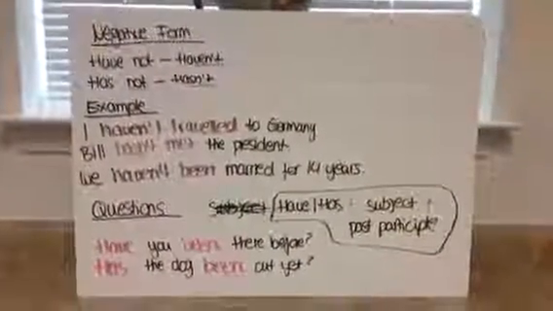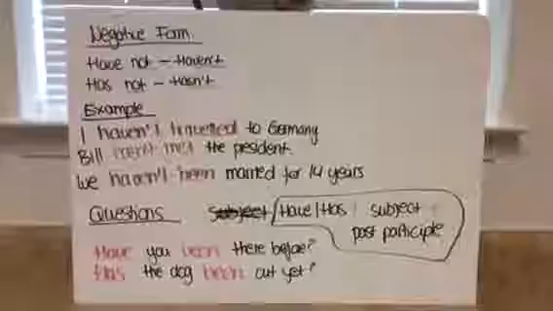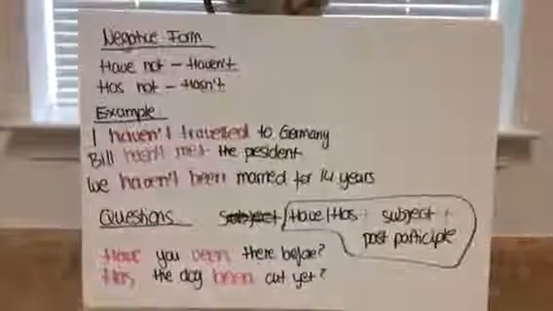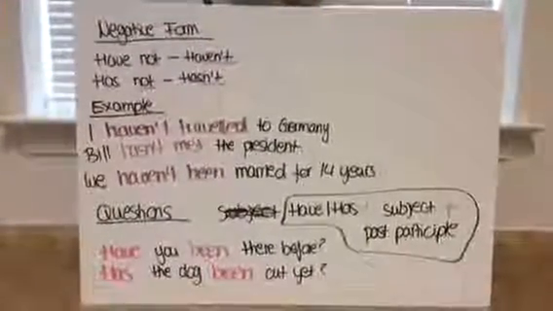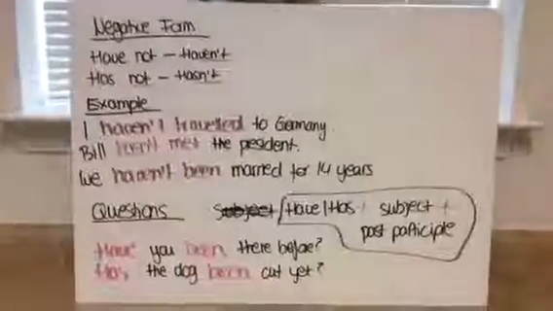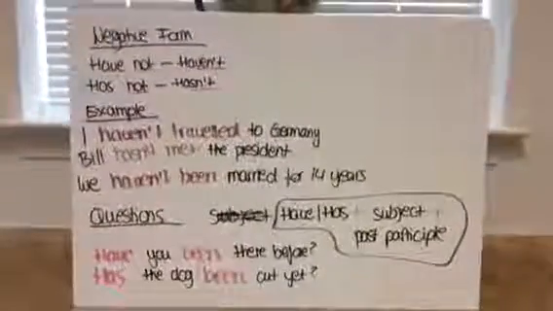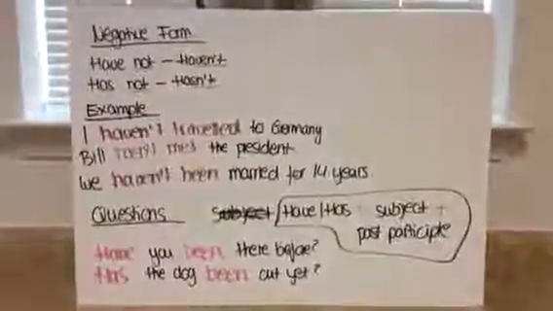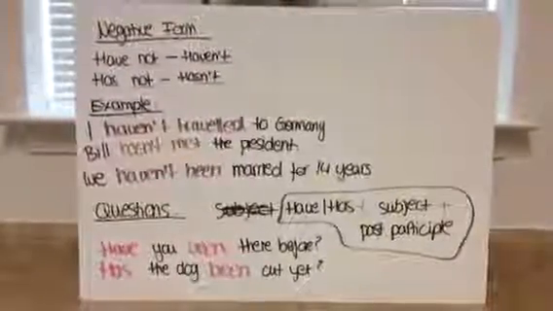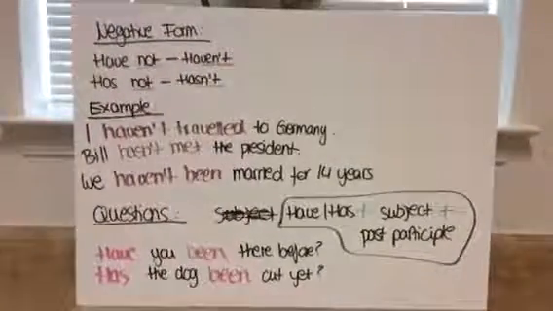So now let's move on and do some examples for the negative form. We have not or haven't, has not or hasn't. An example for that would be, I haven't traveled to Germany. You can also say, I have not traveled to Germany. Bill hasn't met the president, or Bill has not met the president. We haven't been married for 14 years, or we have not been married for 14 years. The positive form for this example would be, we have been married for 14 years, as I previously showed you in the other examples.